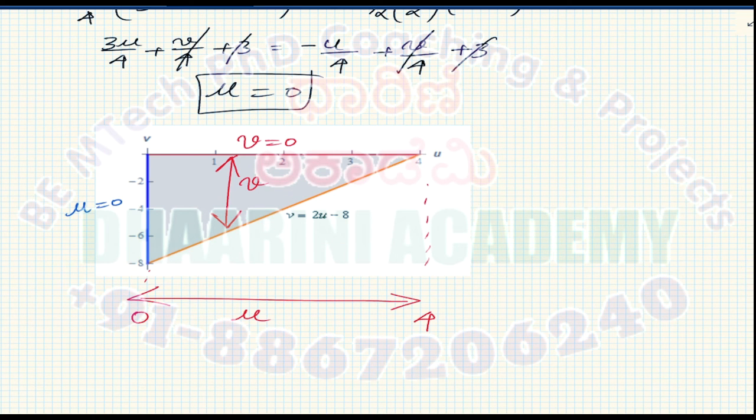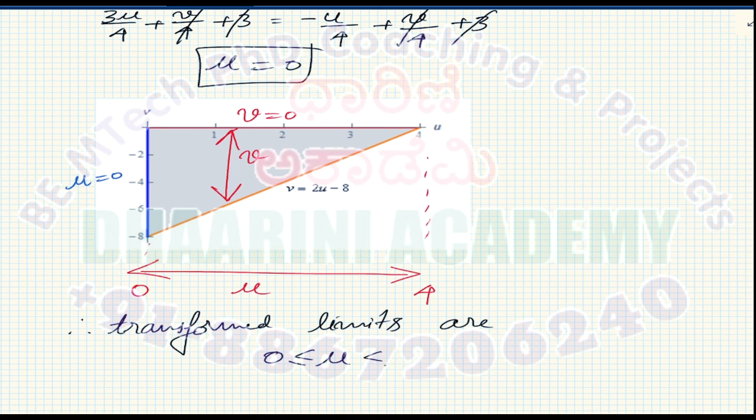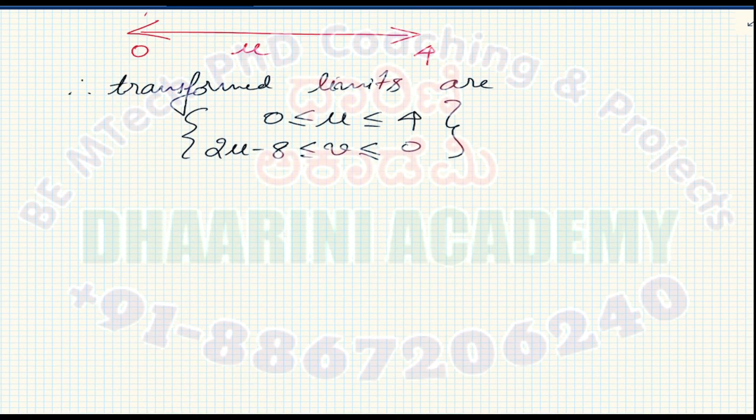Okay, so let us now write the limits. Therefore, the transformed limits are as follows. The first one is 0 less than or equal to u less than or equal to 4, and v varies with the minimum value 2u minus 8, so 2u minus 8 less than or equal to v less than or equal to 0. Similar to the x and y values, the limits are being varied as per these values.